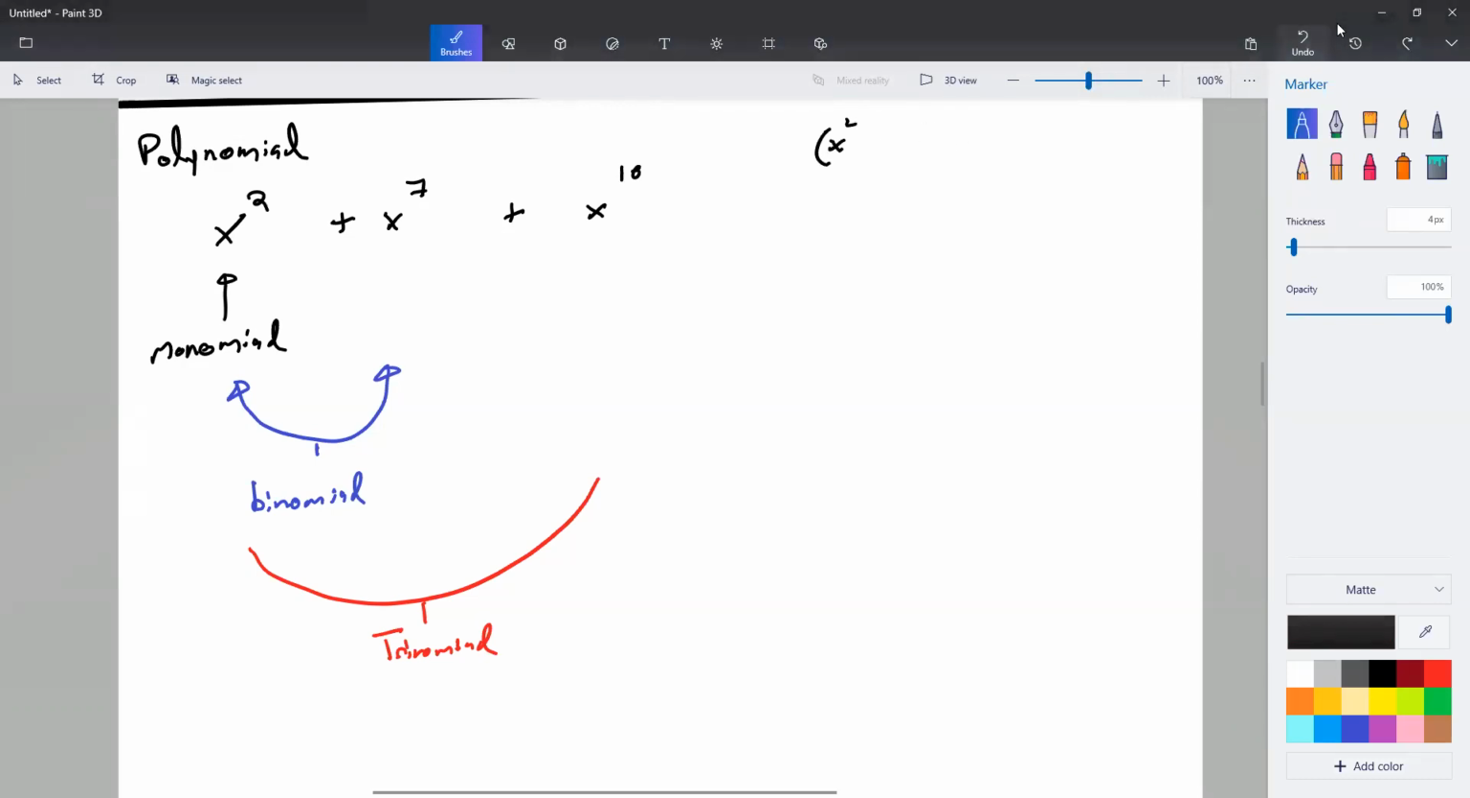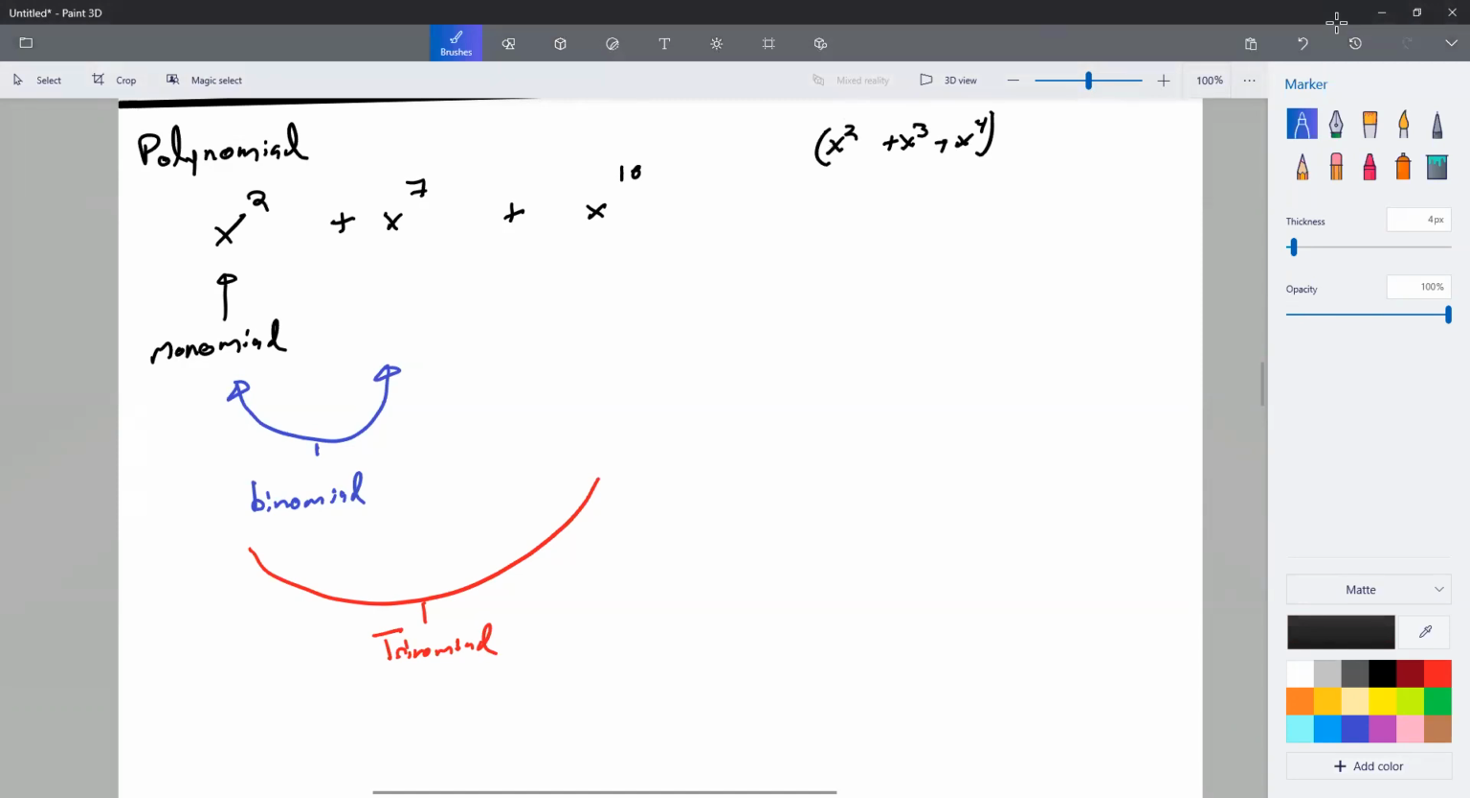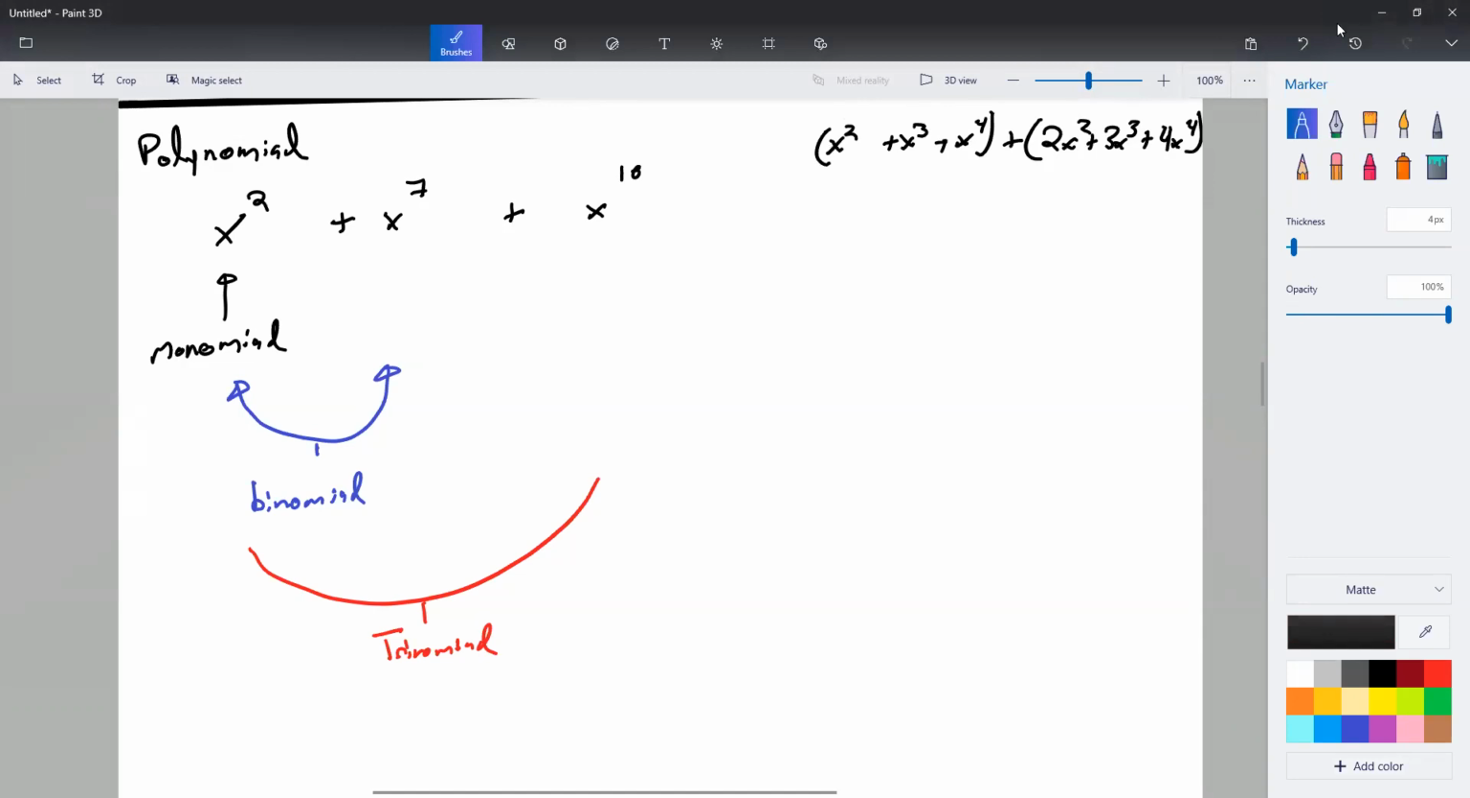Actually, no, I'm going to show it wrong first. x squared plus x cubed plus x to the fourth. The math's going to be right. The form's going to be wrong. And it's an easy fix. 2x squared plus 3x cubed plus 4x to the fourth. Okay, how do we add this?